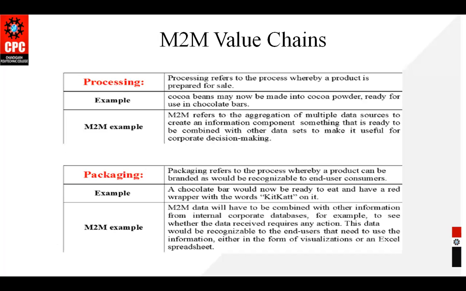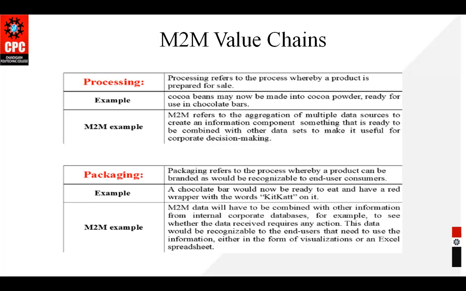Then processing, basically it refers to the aggregation of multiple data resources to create an information component, something that is ready to be combined with other data sets to make it useful for corporate decision making. That is, a lot of data will be collected from different devices, which will be analyzed, and further sent to the respective device that is part of that point to point connection.